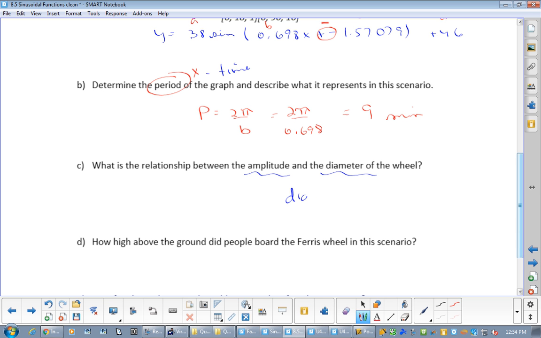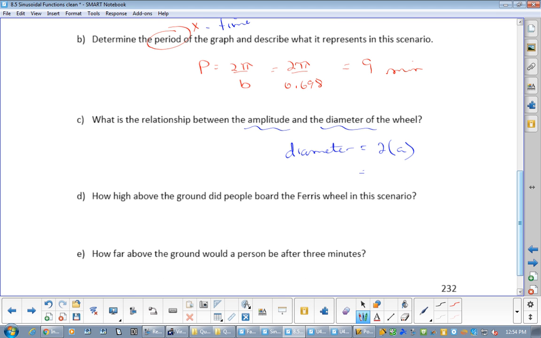Now, what is the relationship between amplitude and diameter? Give me a formula. Diameter equals 2 times A, 2 times your amplitude. So that's 2 times 38 equals 76.